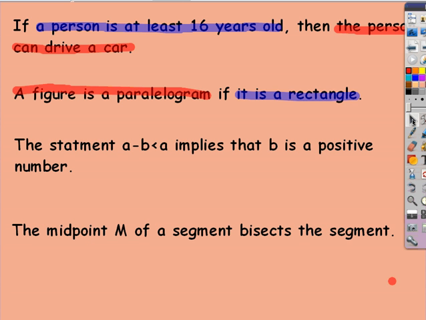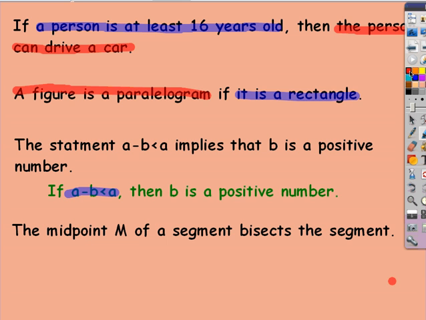If I were to rewrite that as an if-then statement, it might look something like this. If A minus B is less than A, then B is a positive number. Okay, now I can identify the hypothesis and I can identify the conclusion. Here's my hypothesis. Here's my conclusion.